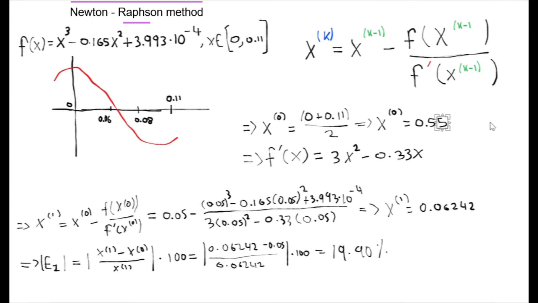We can see that after one iteration the relative error's value is already small. Let's perform the second iteration, with the exact same steps.